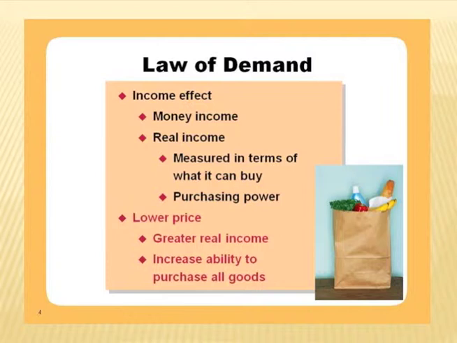Money income is simply the dollars and cents that you receive. It's just a number, and it's not a very fulfilling number. The only reason we care about money income is because it buys for us goods and services that we're interested in. So when the price of a good goes down, given that we have the same money income, we can now buy more, or we have increased purchasing power. So a lower price actually increases our income, and so we'll buy more of a good or service.